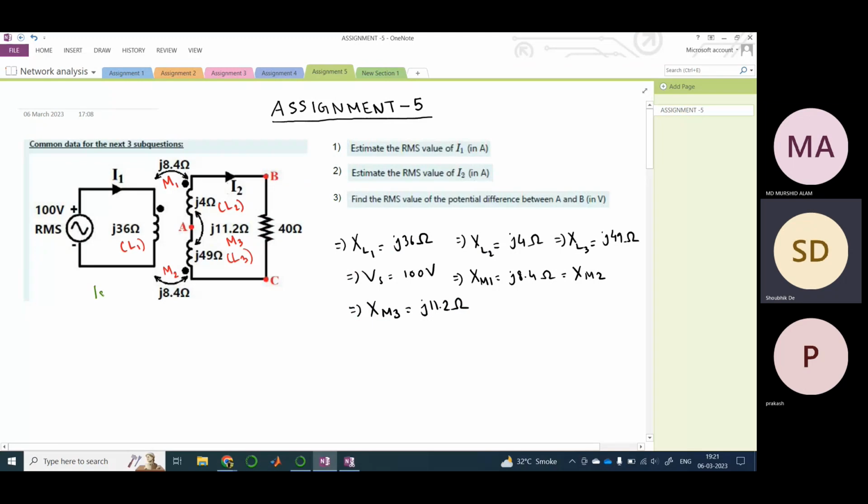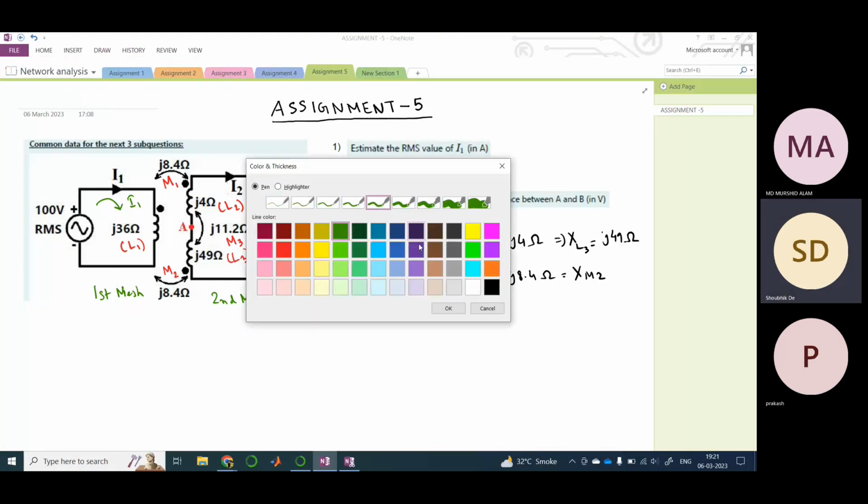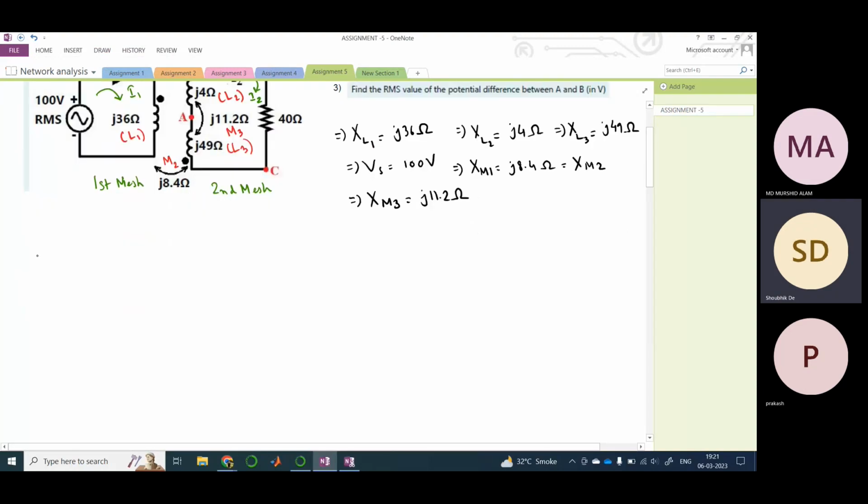So this is the first mesh, and this is the second mesh, and the directions of currents are given. The current is flowing like this here. This is I1, and this is I2, right? Therefore let us quickly write the KVL, and we'll try to complete it quickly today. There are no extra problems. I haven't kept any extra problems for today. I'll see for the next assignment.